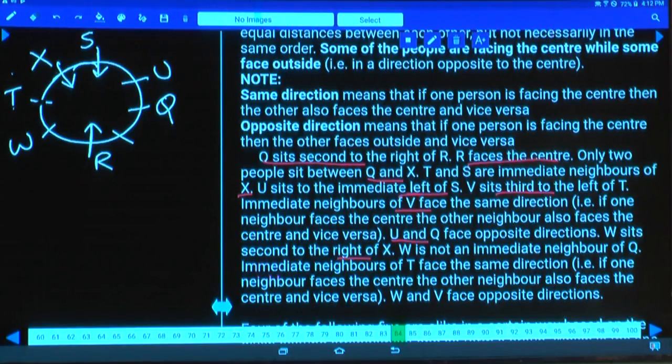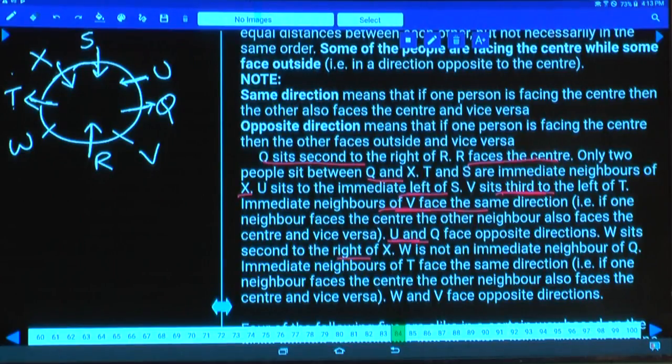And V sits out to the left of T, this T must be away from the center, then only V sits out to the left of T. Immediate neighbors of V face the same direction, Q and R are facing the same direction. U and Q face opposite directions. As U and Q are facing opposite, Q is away and U must be towards the center.